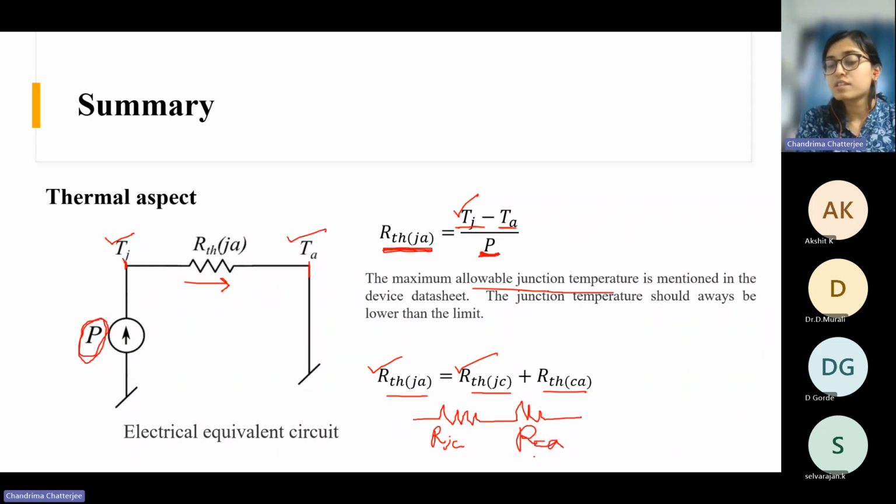So what will this resistance consist of? Case to ambient means, suppose this is your device. I am showing you the cross section. This is the drain tab that is connected to the heat sink. Suppose this is a MOSFET, soldered like this. Here, in between the heatsink and the device drain tab, there will be some thermal interface material, and after that there will be the heatsink. Usually we do it like this only.